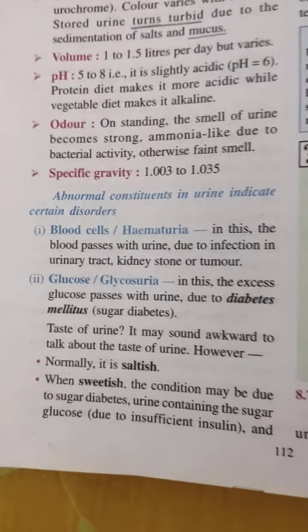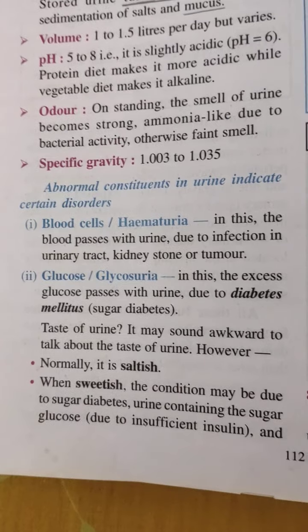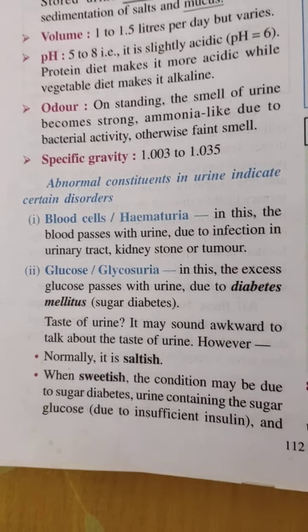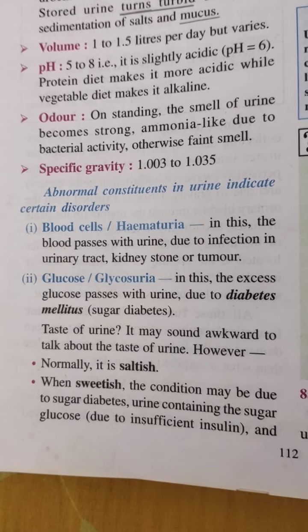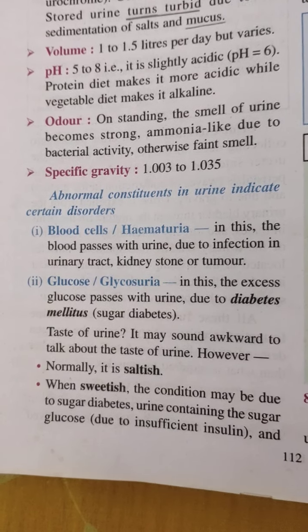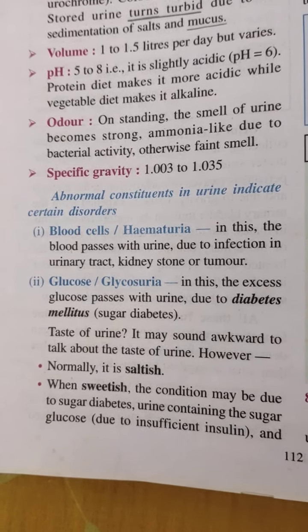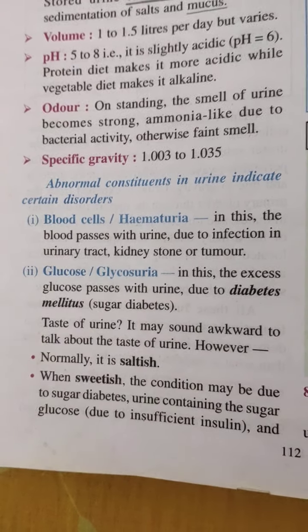call it hematuria. In this, the blood passes with the urine, obviously due to some infection in the urinary tract, or maybe it is a case of kidney stone or kidney tumor, which is a very serious condition.